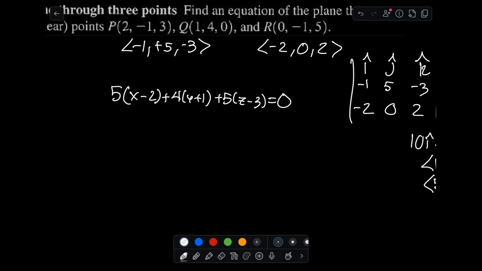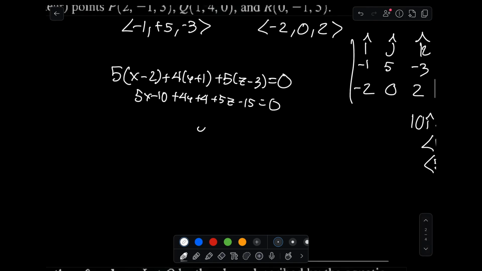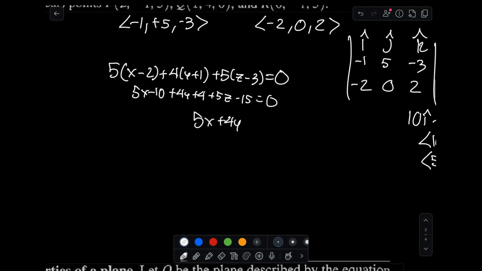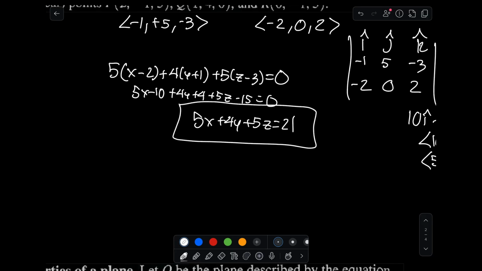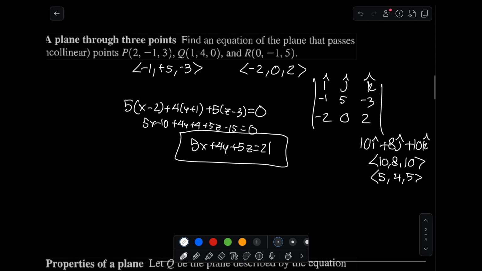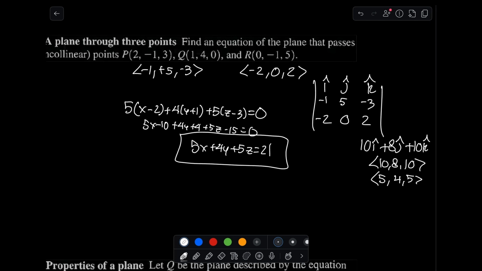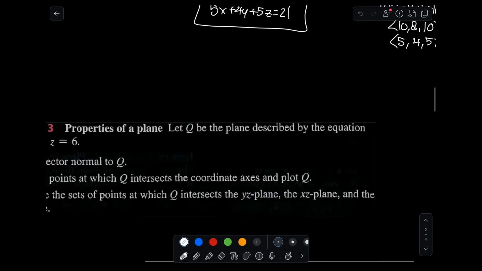5x minus 10 plus 4y plus 4 plus 5z minus 15 equals 0. So 25, 21, and then we're going to get this as our result, as our plane in space. If you were to go on Desmos and plot all these points, it would work out. You can also plug P, Q, and R into this and see if it satisfies the equation, right?